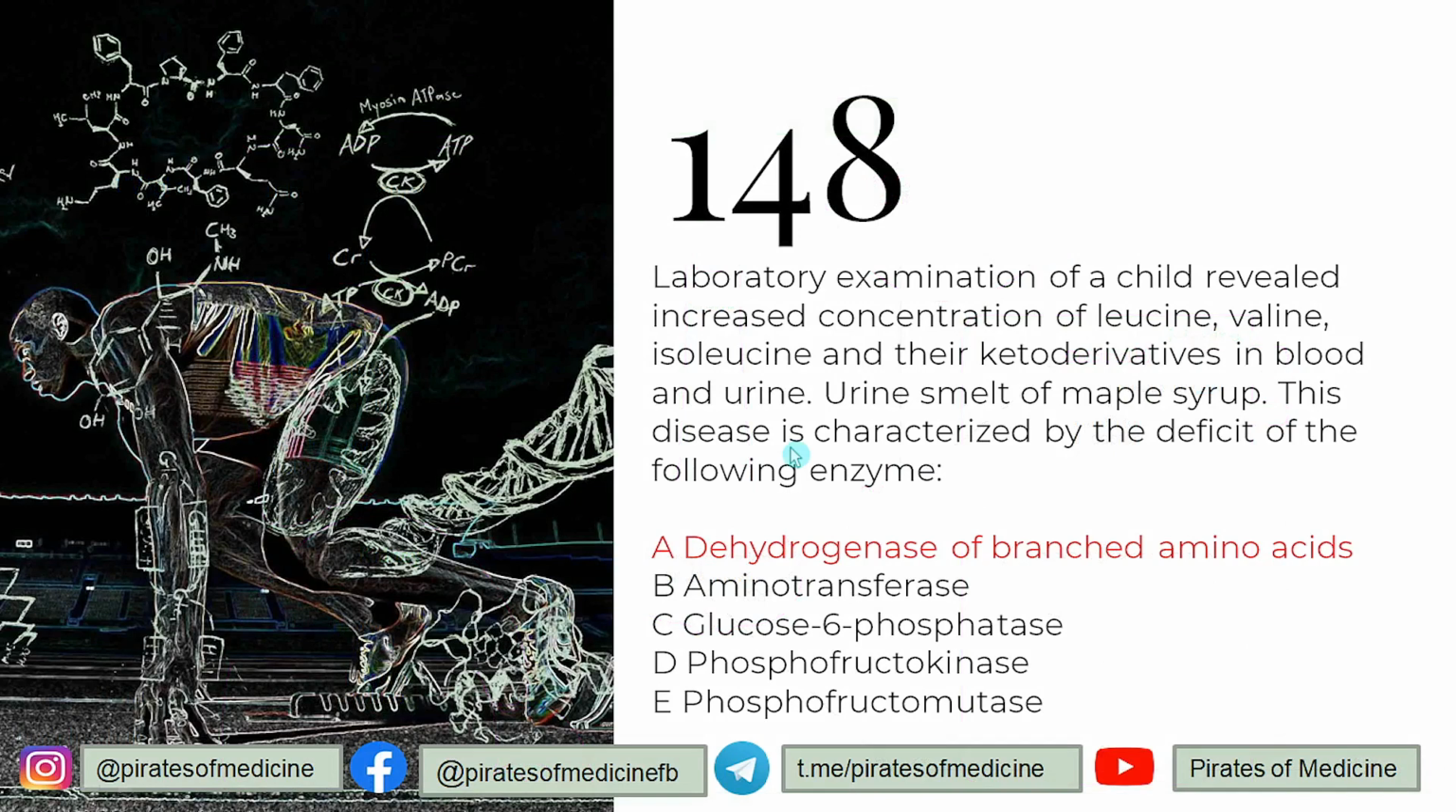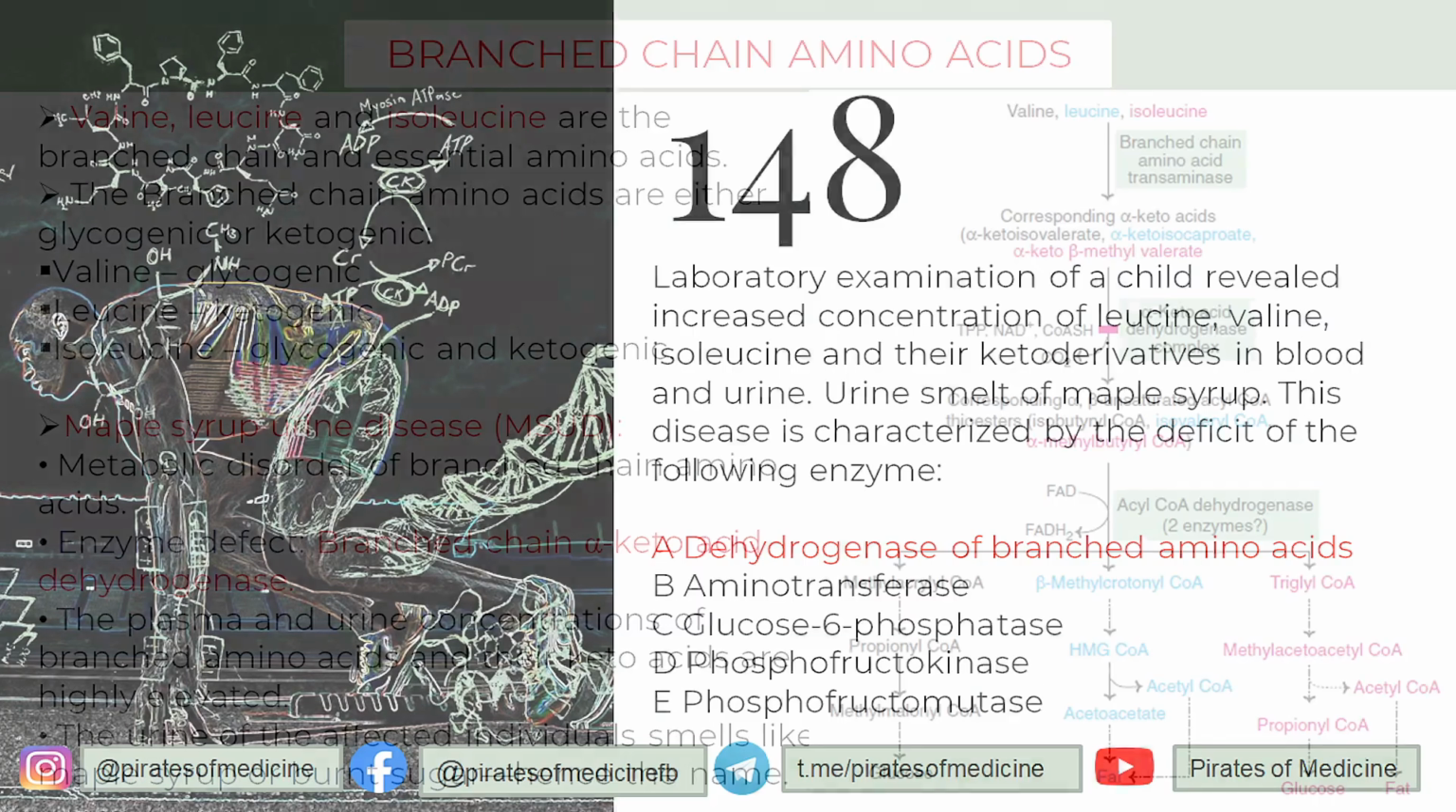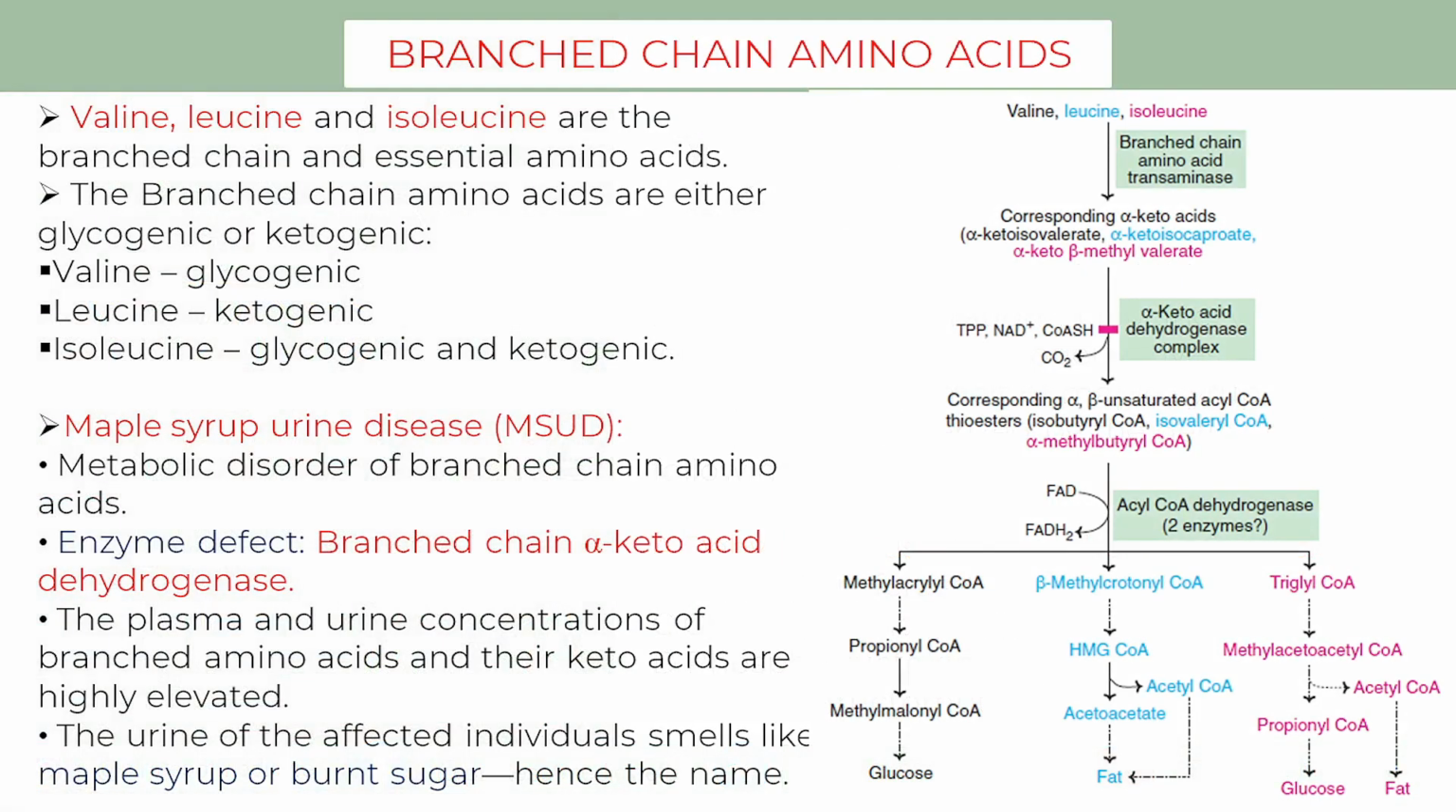148. Lab examination of a child revealed increased concentration of leucine, valine, isoleucine and their keto derivatives in the blood and urine. Note, urine smelt of maple syrup. This disease is characterized by the deficit of the following enzyme. So if you remember, we talked about this also, that we have these branched chain amino acids, valine, leucine and isoleucine, and they have this characteristic metabolic disorder, maple syrup urine disease.